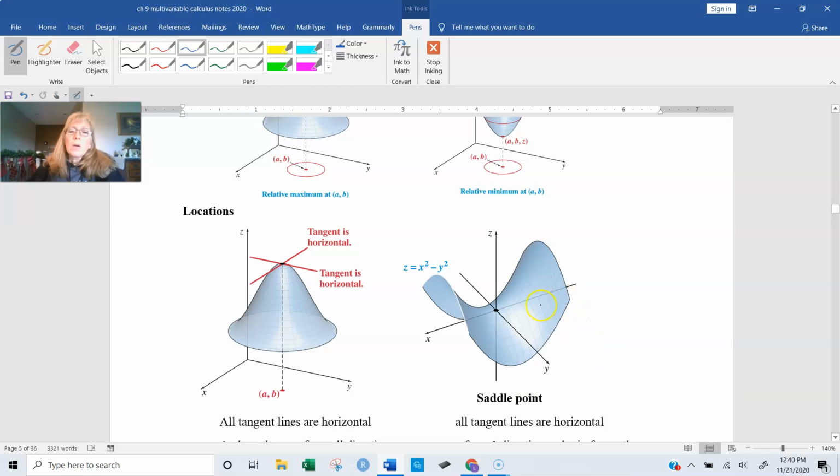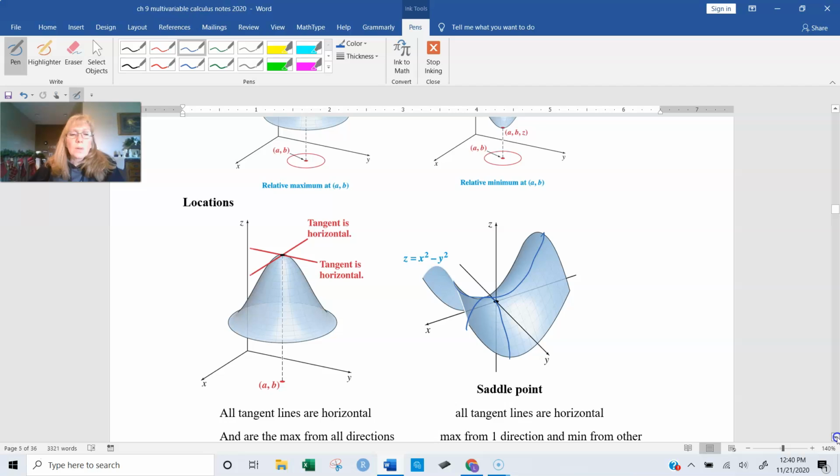Now, if it's a saddle point, it can be a max in one direction and a min in another. If you look at the parabola that's going this way, then that is a min. But if you look at the parabola that's going this way, then it's a max. So if it's a max and a min, then it's a saddle point. And we'll learn how to find those too.